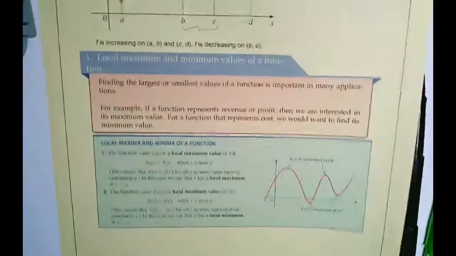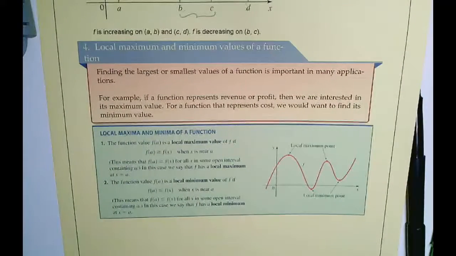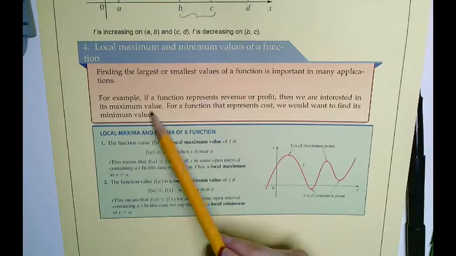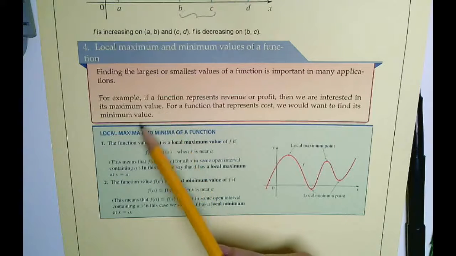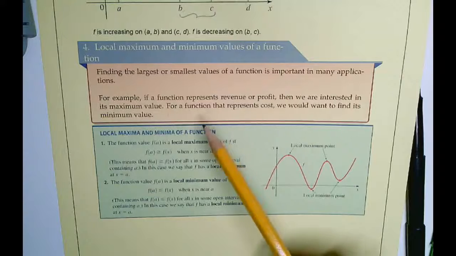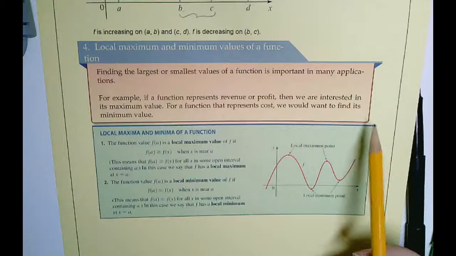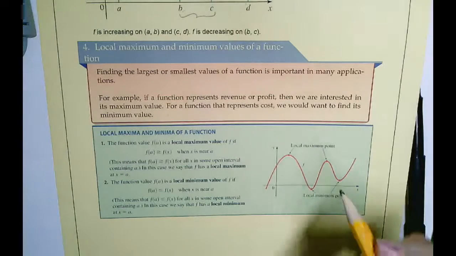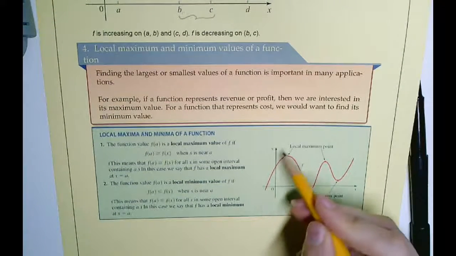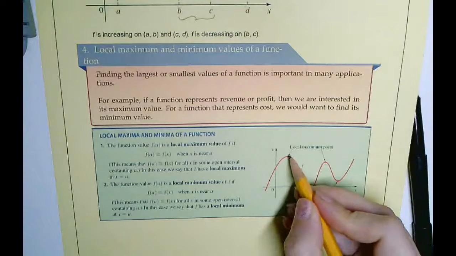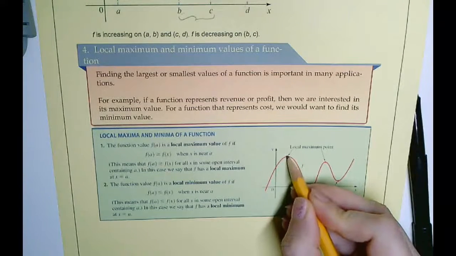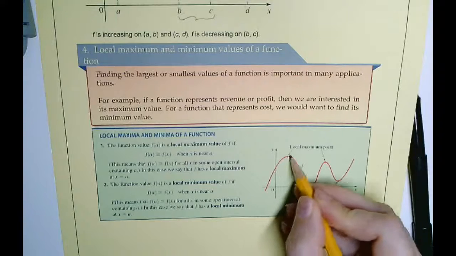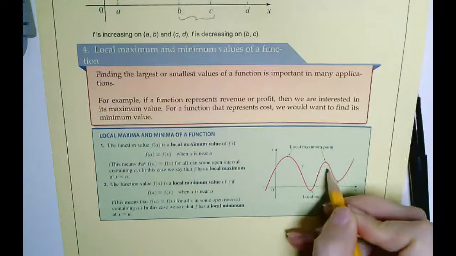So finding min and max is important in many applications. For example, if a function represents revenue or profit, we are interested to find its maximum value and where that happens. Or if a function is cost, we would want to minimize that, so we want to find a minimum value. So for example, if I have a function that is graphed like this, I have a local maximum happening in here. And why do I say it's a local maximum? Because there might be other maximums.